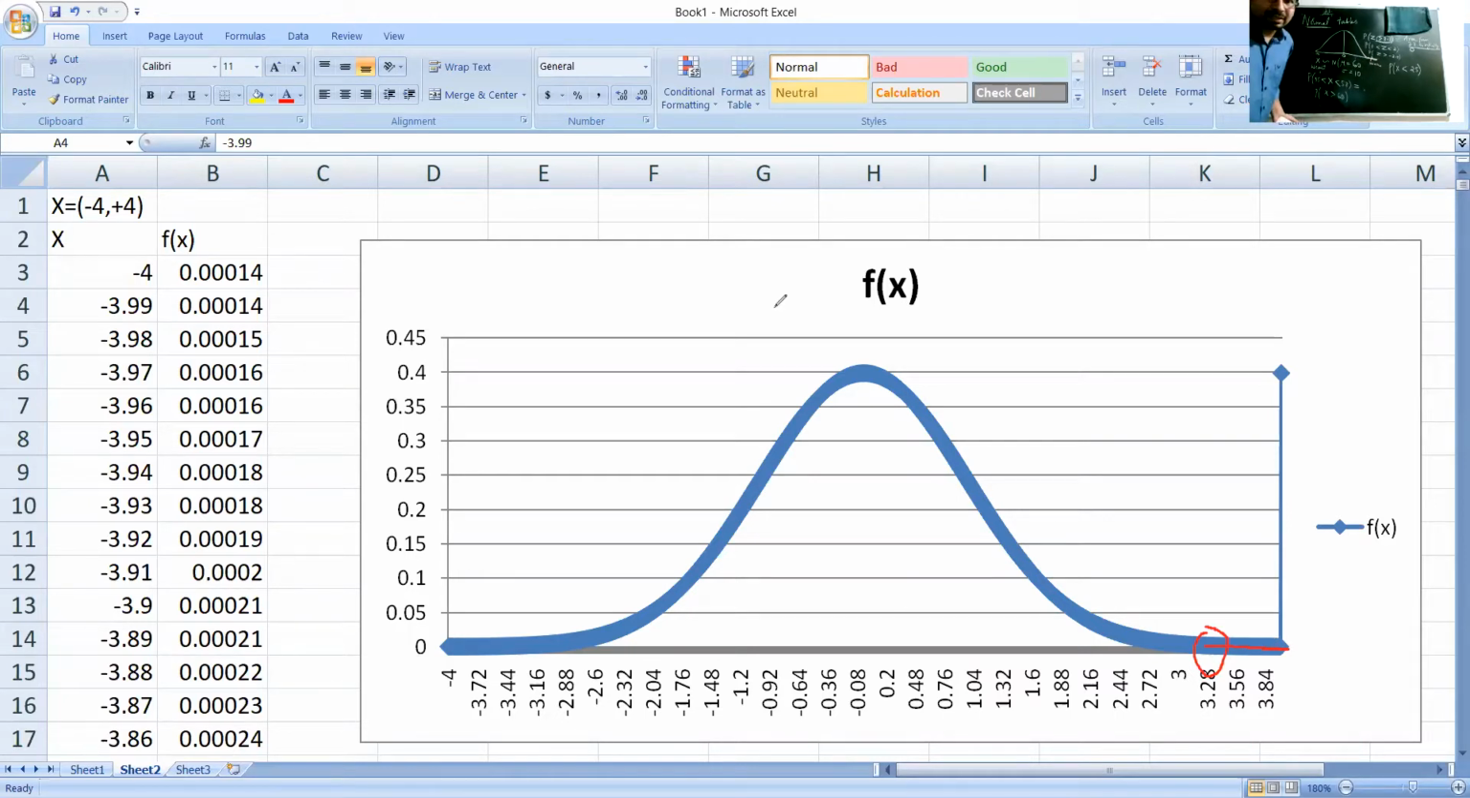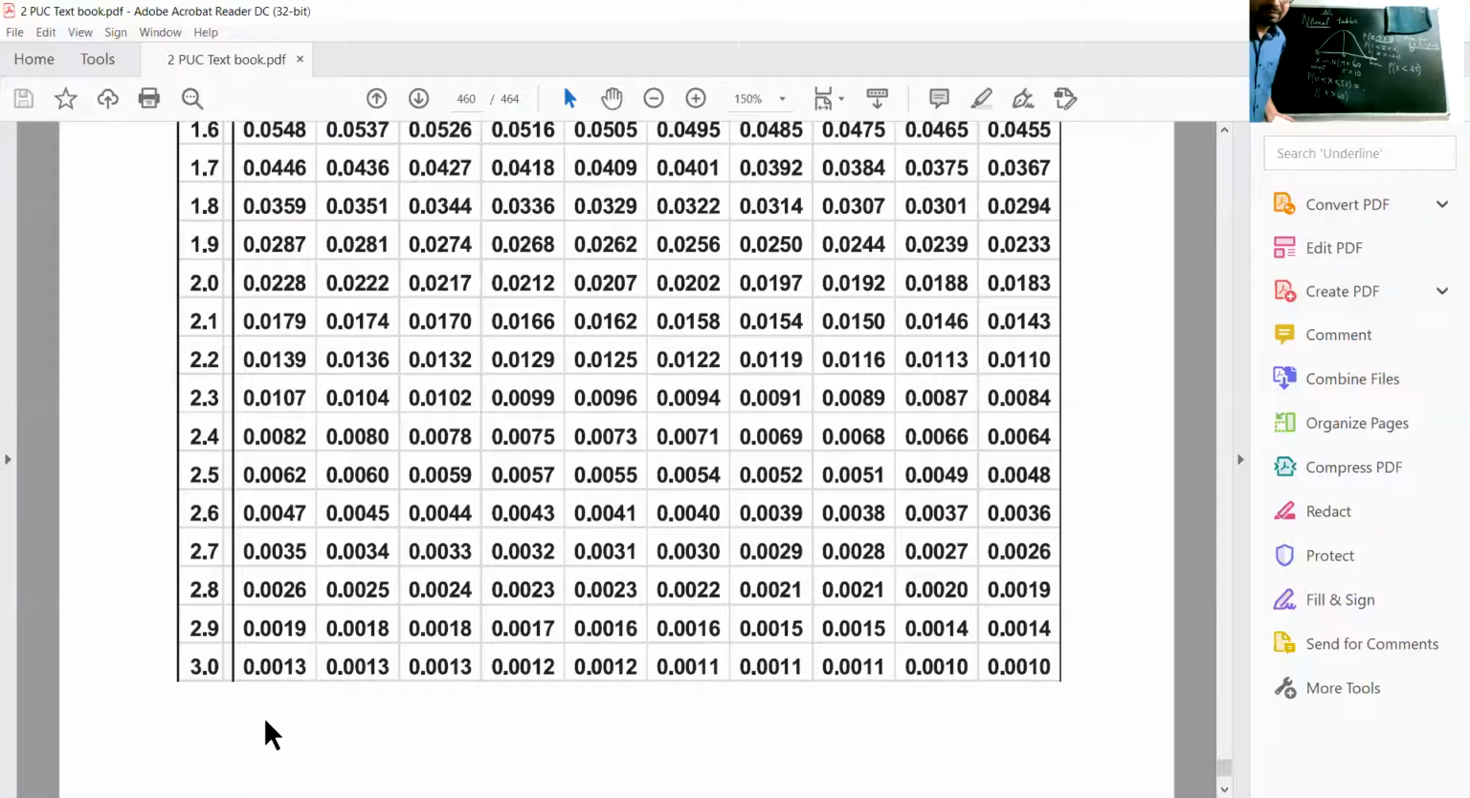So that's why the tables are such that they give you values only from minus 3 to plus 3. And if you need any value above plus 3 or below minus 3, we will consider that to be a number practically close to infinity, and those areas are taken to be 0.